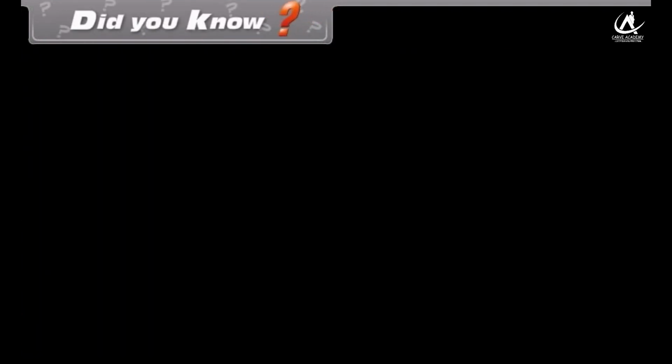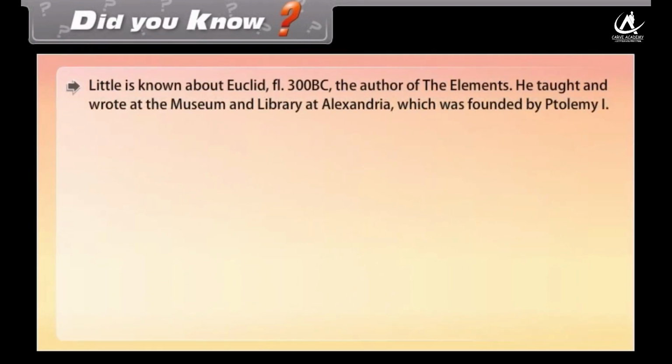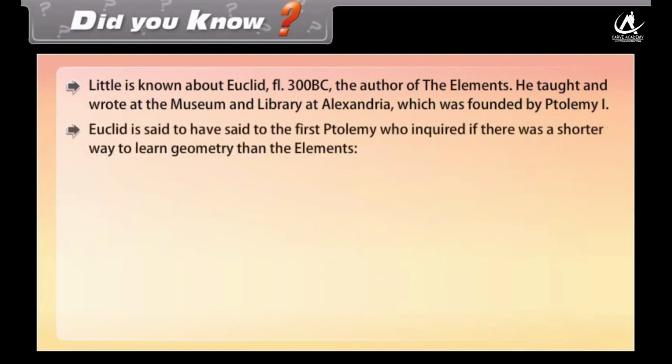Did you know? Little is known about Euclid, the author of the Elements. He taught and wrote at the museum and library at Alexandria, which was founded by Ptolemy I. Euclid is said to have replied to the first Ptolemy, who inquired if there was a shorter way to learn geometry than the Elements.